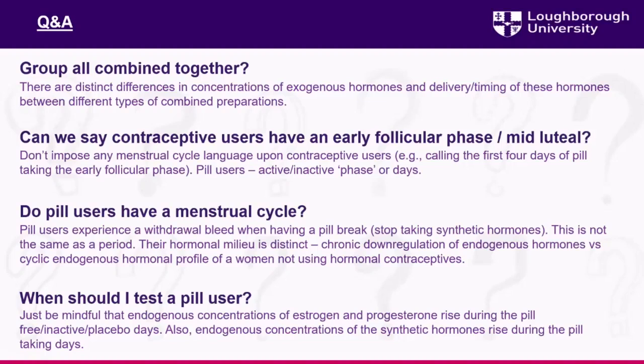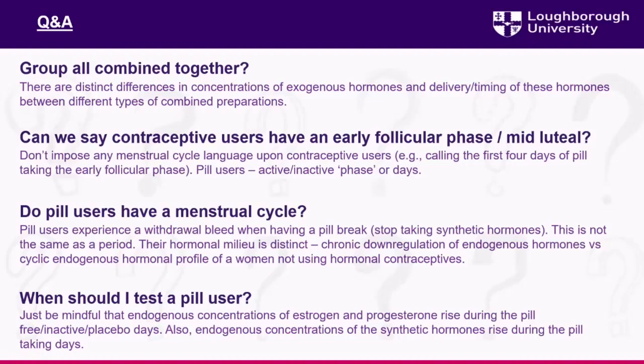Do pill users have a menstrual cycle? No. So pill users, their withdrawal bleed is not a marker of menstrual cycle health. This is a withdrawal bleed from the synthetic hormones. It's not the same as having a menstrual cycle bleed. And therefore you can't say that somebody's got a healthy menstrual cycle because they're on the pill and they've had a withdrawal bleed. They are not the same thing. You cannot use that as a criteria.